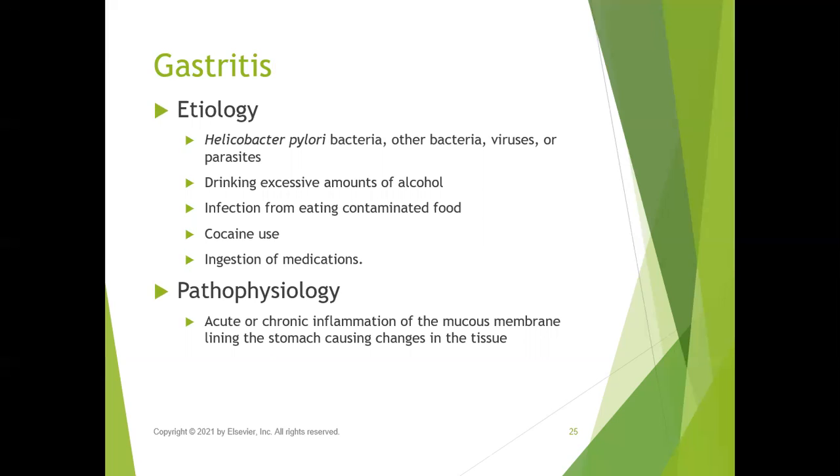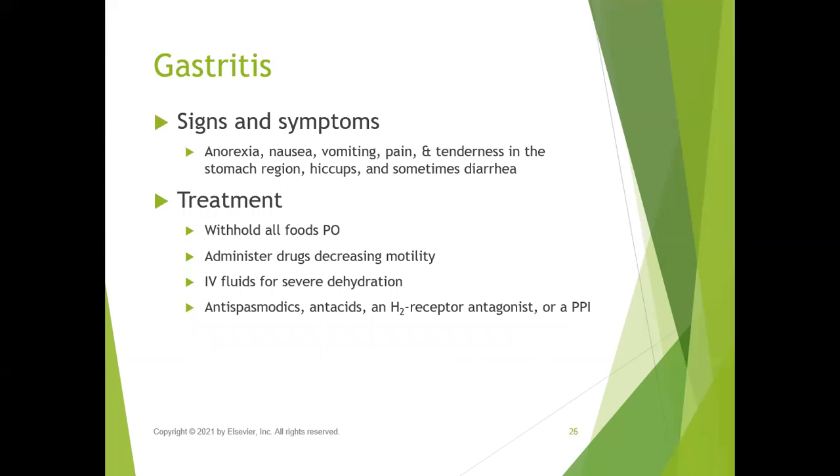The pathophys of gastritis is an acute or chronic inflammation of the mucous membrane that lines the stomach, and that can cause changes in the tissue. Signs and symptoms of gastritis include anorexia, nausea, vomiting, pain, and tenderness in the stomach region. Hiccups and sometimes diarrhea may also occur.